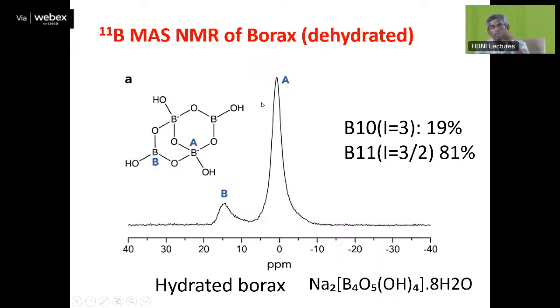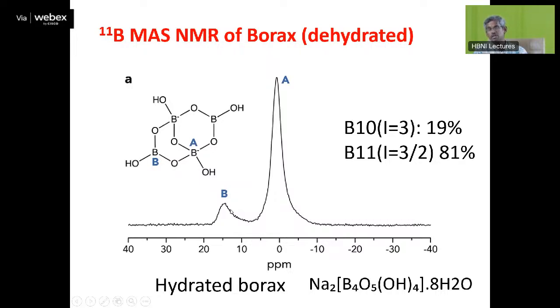In fact, you need to calibrate the machine. When you do a B11 NMR, we need to calibrate. Only then will you be able to calculate, for the unknown sample, how many borons are in tetrahedral and how many in trigonal coordination. We need to calibrate the system before doing the NMR. So this is very important.